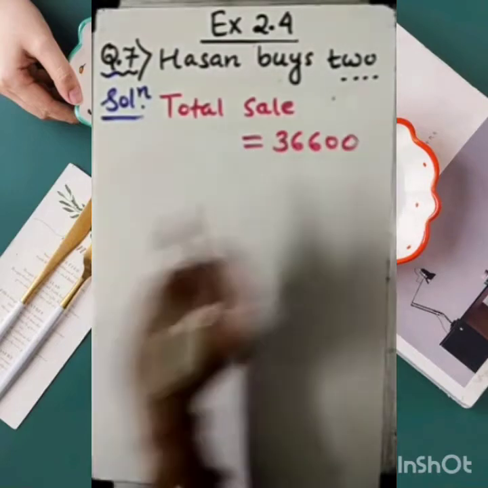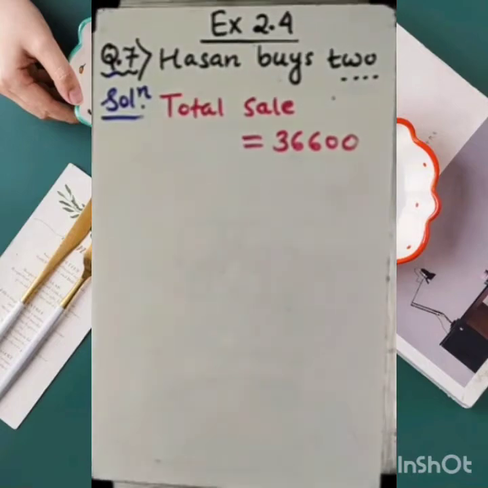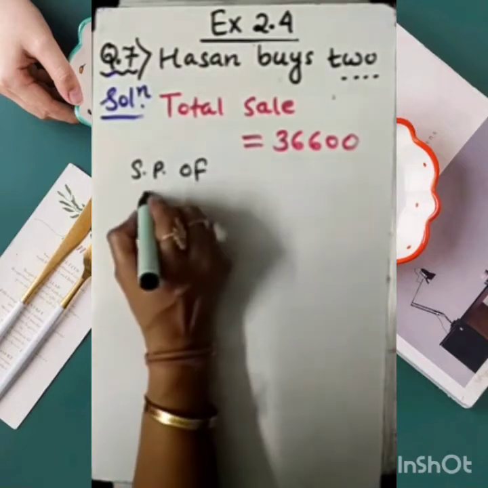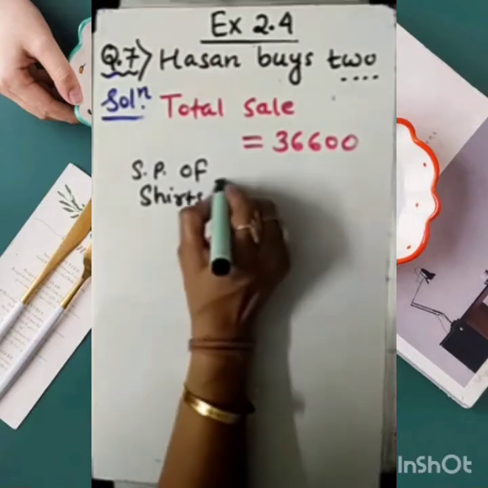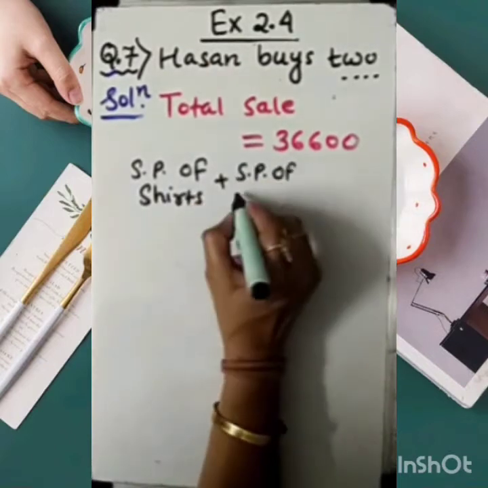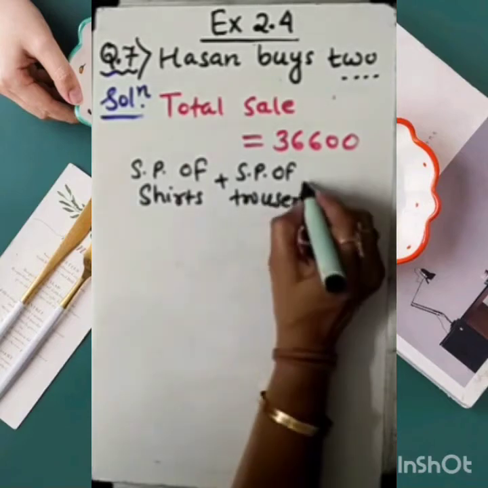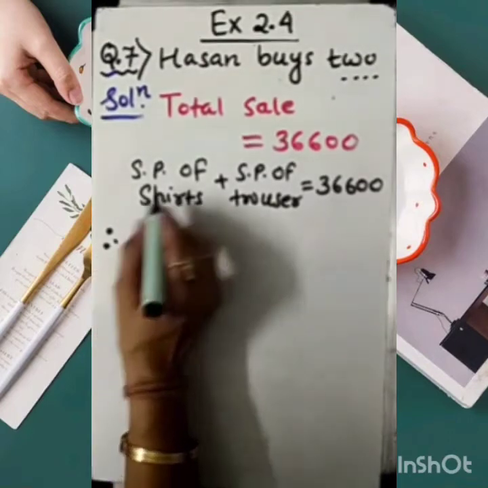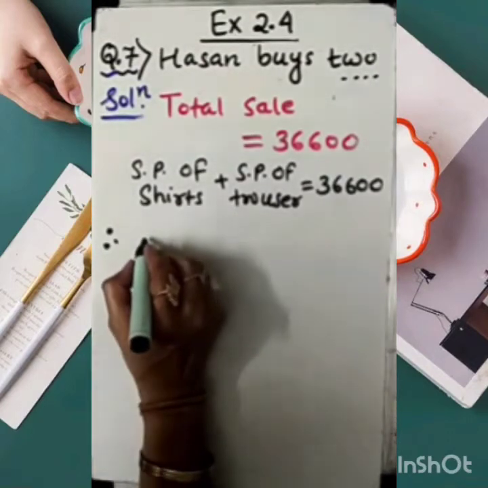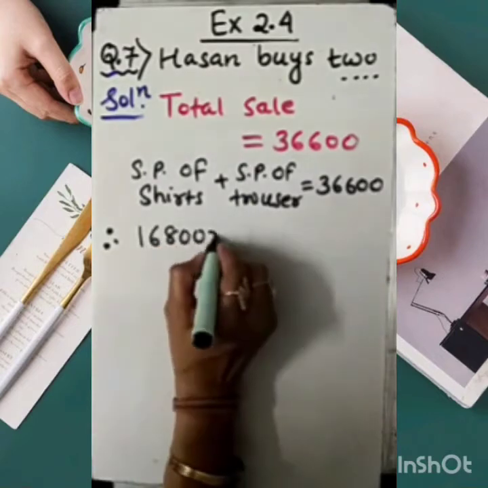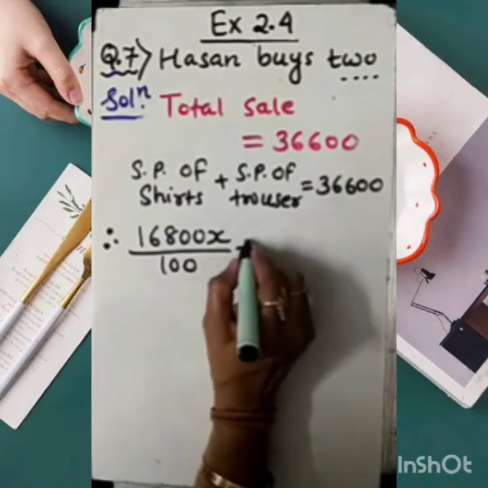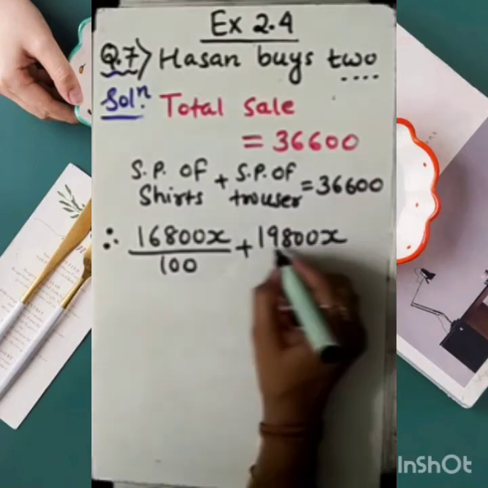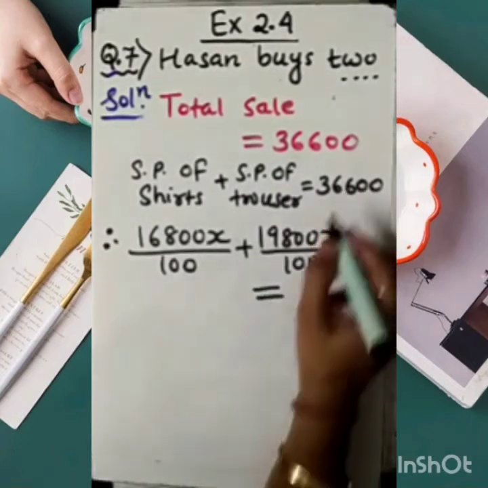We are given 36,600. Okay, so dear student, this total amount will be the selling price of shirts and selling price of trousers. Yes, so that is total 36,600. What is the selling price of a shirt? We already found that it is 16800 into x upon 100. Selling price for trouser also we have found, 19800 x upon 100, which will be equal to this.